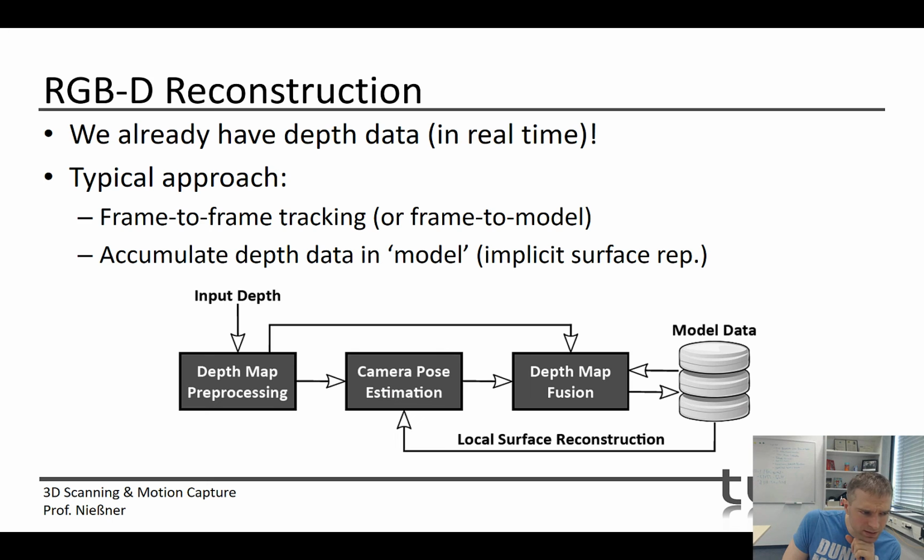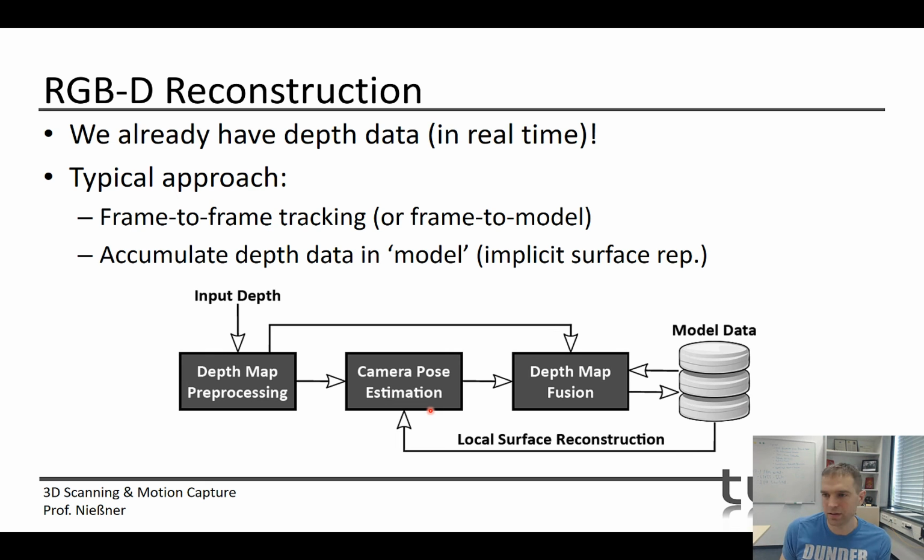So what's happening here is basically there's an input depth map. Based on the input depth map, there's going to be a camera pose estimation. Based on the camera pose estimation, the depth map is being fused into a global model. This is the model data. And based on that model data, you then estimate the poses again for the next frame.